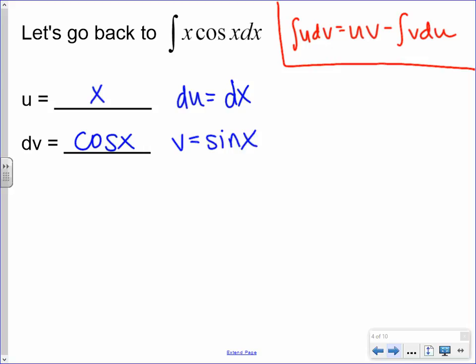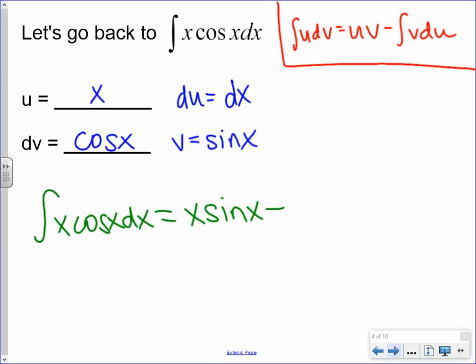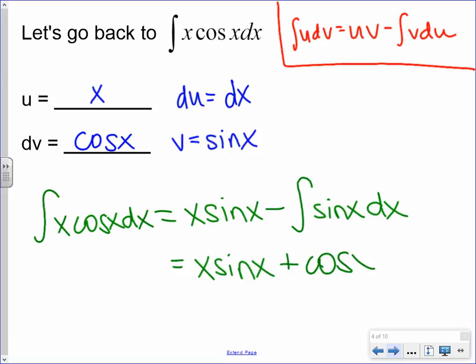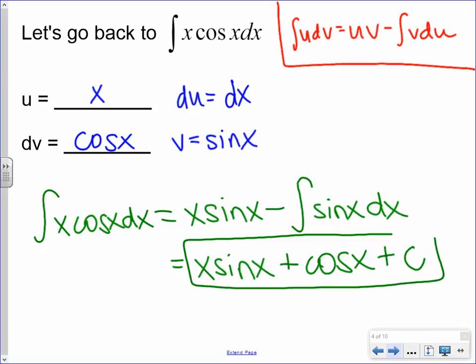All right. So going back to that red rule up there, the integral of x cosine of x dx becomes u times v, x sine of x, minus the integral of v du. V is sine of x, du is dx. We don't have to worry about that plus C right here because we're going to get it right here. So we're going to get x sine of x minus the antiderivative of sine of x. So we get minus a negative cosine of x plus C. There's integration by parts.